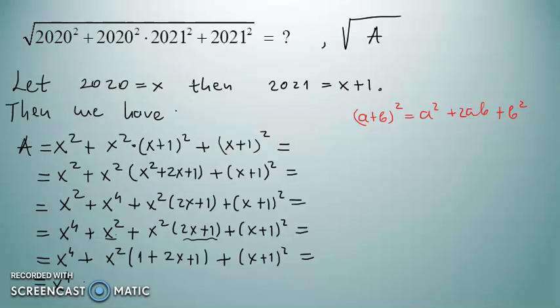This is equal to x to the fourth plus x squared times, 1 plus 1 is 2, so 2x plus 2, plus x plus 1 squared. Let's simplify here. The 2 goes outside of the bracket, so we get x to the fourth plus 2x squared times x plus 1, plus x plus 1 squared.